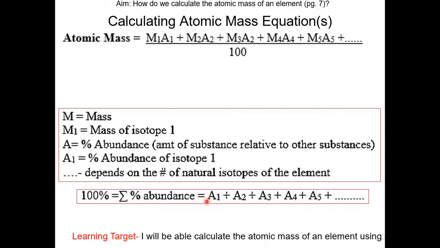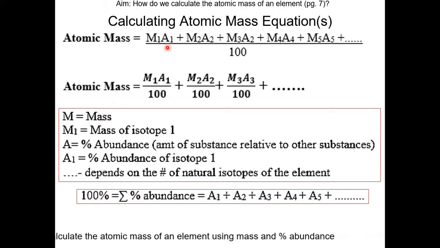Keep in mind, if you take the sum of all the percent abundances of each isotope, it should add up to 100%. Here's another form of the same equation. You can use either one. On the regents, make sure you know how to write a setup of the atomic mass calculations.